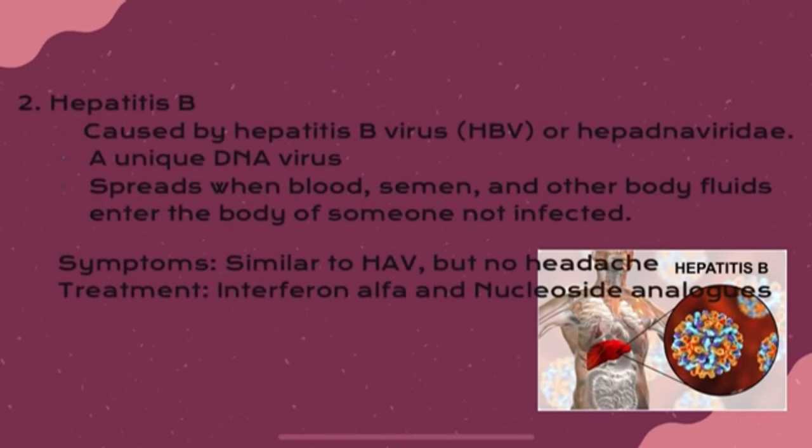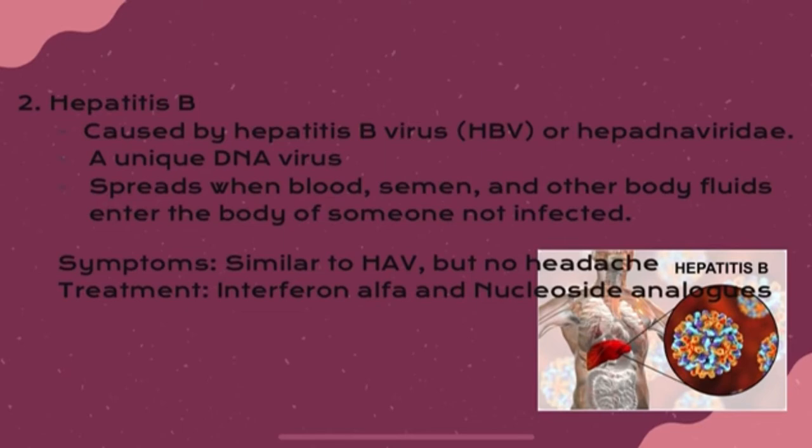Hepatitis B is caused by the hepatitis B virus, or Hepadnaviridae, a unique DNA virus. It spreads when blood, semen, or other body fluids enter the body of someone who is not infected. Symptoms: similar to HAV but no headache. It will more likely progress to severe liver damage, and chronic disease will also occur. Treatment: interferon alpha and nucleoside analogs.